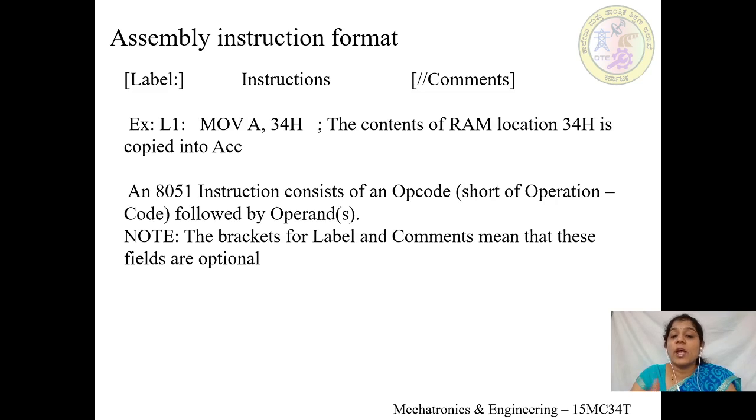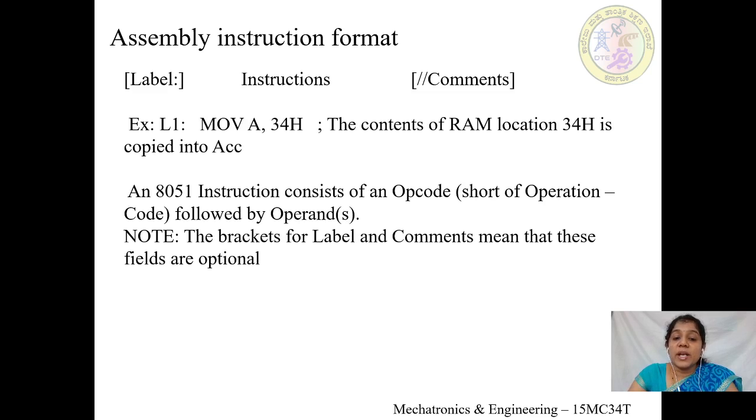The opcode field is followed by the operand field. The operand field specifies the data on which the operation has to be performed. This operand field has two types: one is the source operand and the next is the destination operand. The source operand is where the data will be used, and the destination operand is where the data will be updated, that is, the results will be updated.